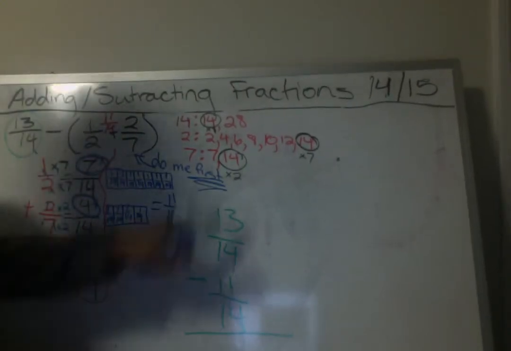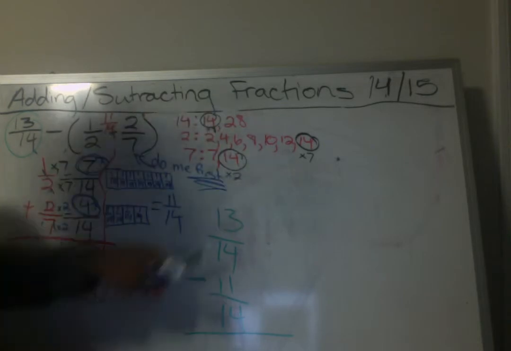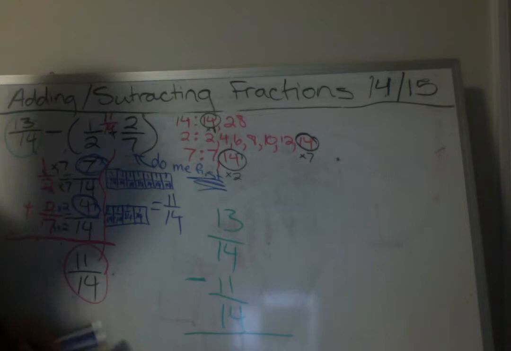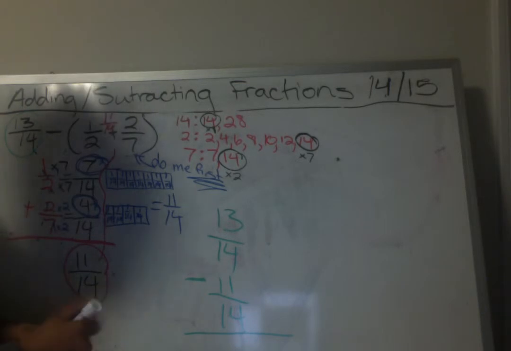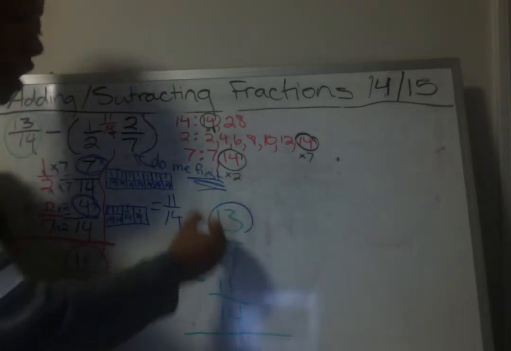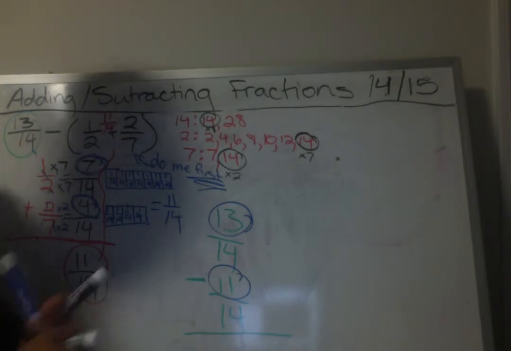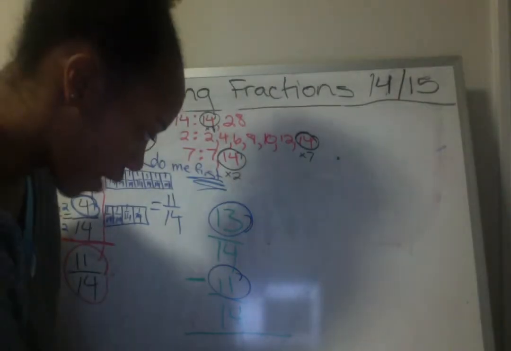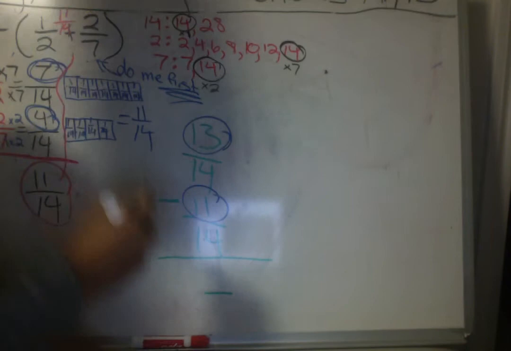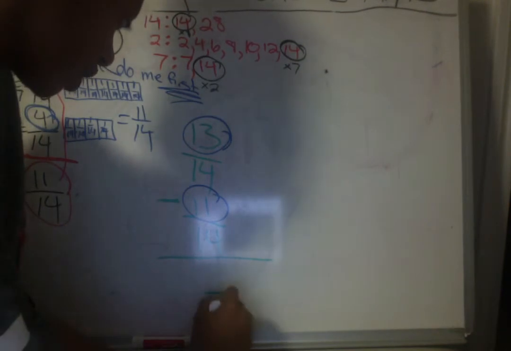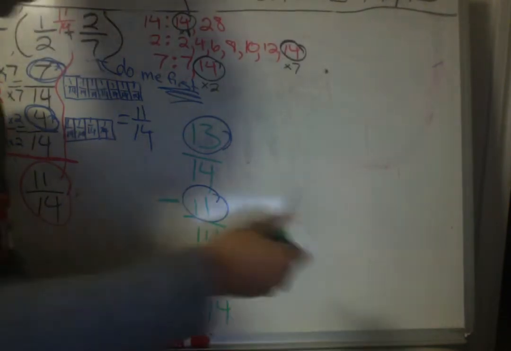This is nice to us. Because we did all that fancy work in the beginning, I already have the same denominator, so I don't need to find a new one. I can go ahead and subtract. Remember, you are only subtracting your numerators. We never touch the denominator. So if you want to, you can go ahead and write down your denominator, which is 14.